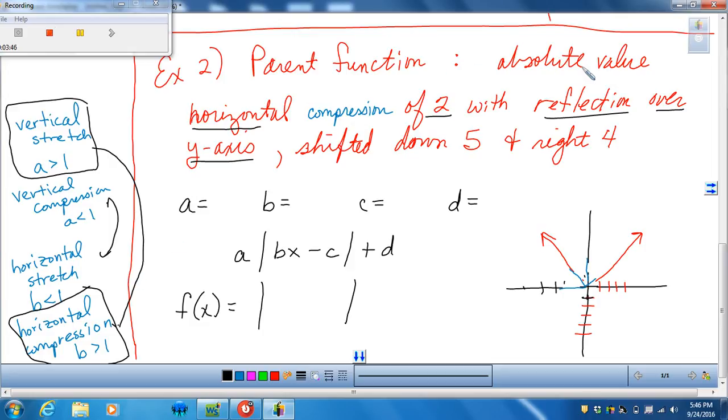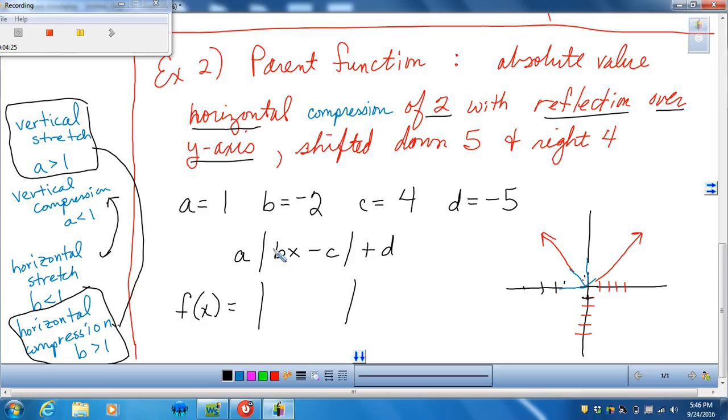Alright, so from this particular problem, we know we're doing absolute value, so I've got them set up in the problem. Horizontal compression of 2, that's my b value, and they tell me that it's being reflected over the y-axis, so that's a -2. Shifted down 5, so d is -5, and c is right 4, so +4 for c. A is not mentioned, so a is 1.